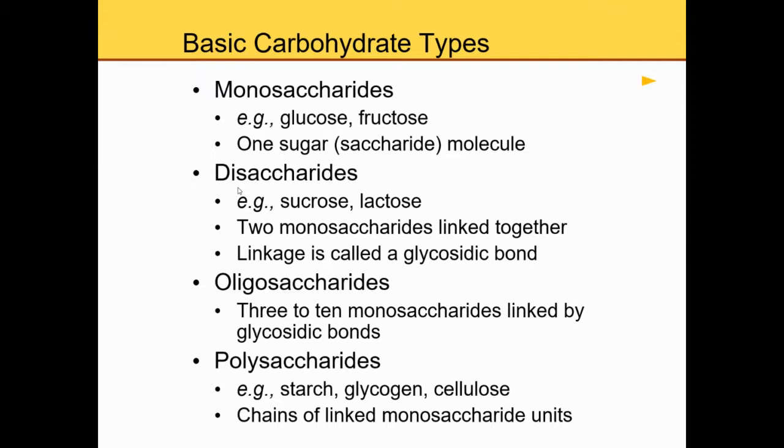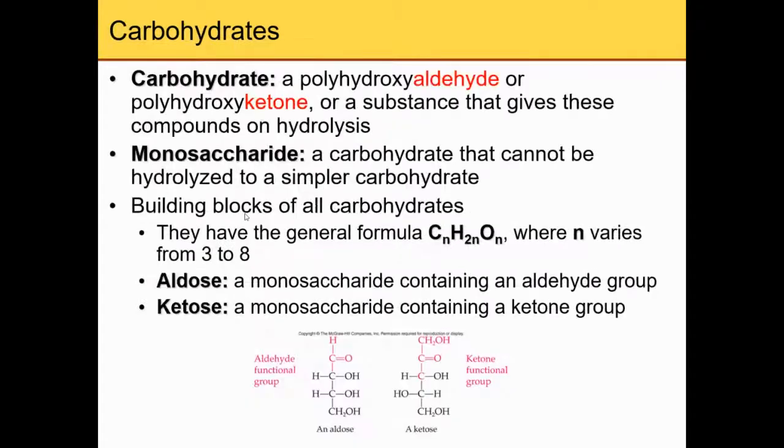And also the oligosaccharides, 3 to 10 monosaccharides linked by glycosidic bonds. And polysaccharides are chains of linked monosaccharide units. Okay, so these are the carbohydrate types.